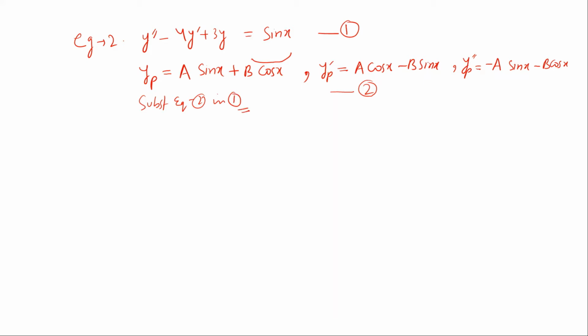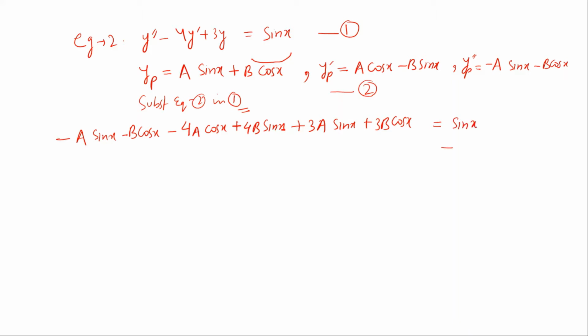So for yp double prime we put minus a sine x minus b cos x, minus 4 yp prime means minus 4a cos x plus 4b sin x, plus 3y means 3a sin x plus 3b cos x, and that equals sine of x plus 0 cos of x.